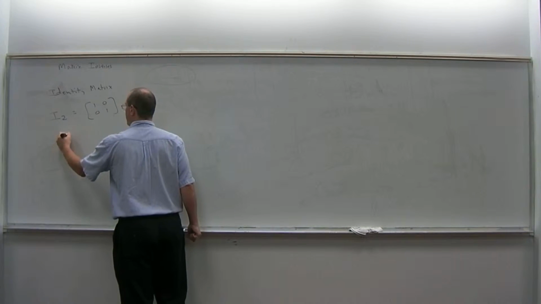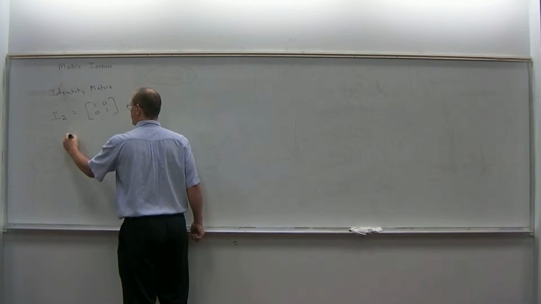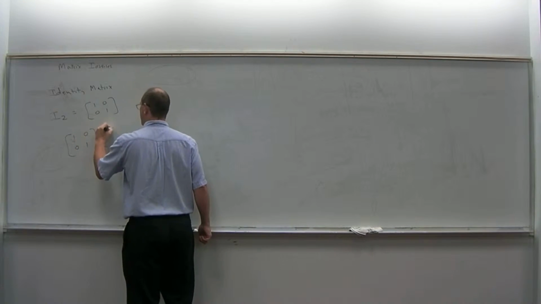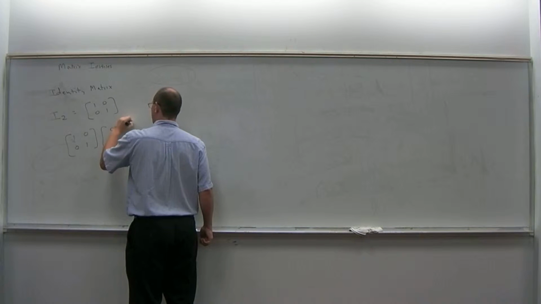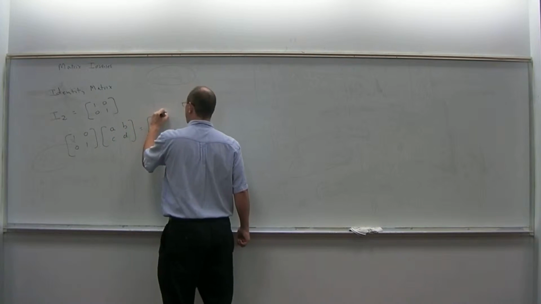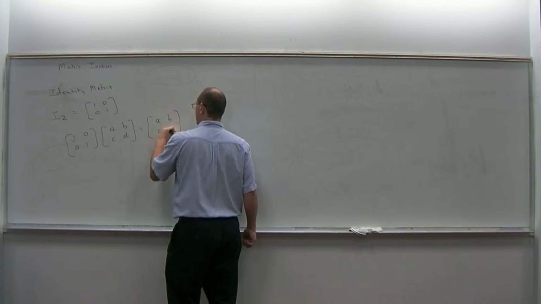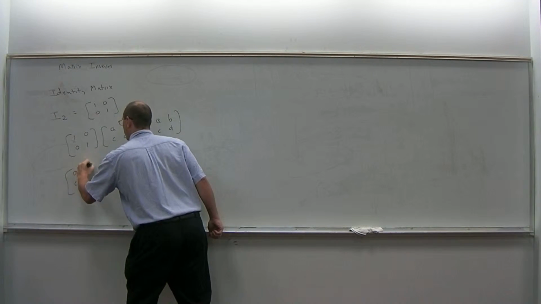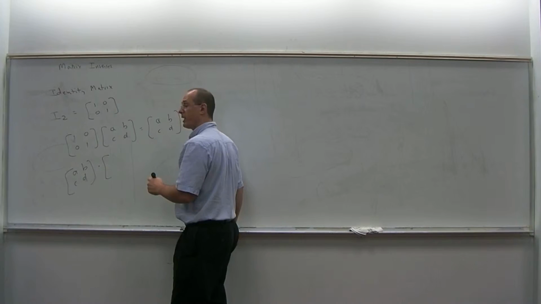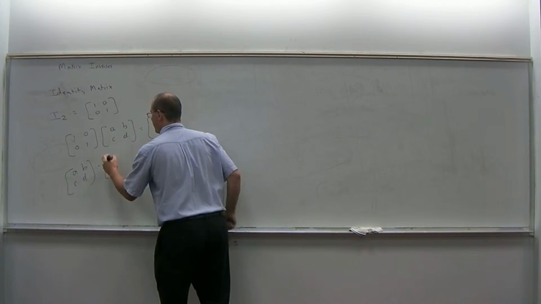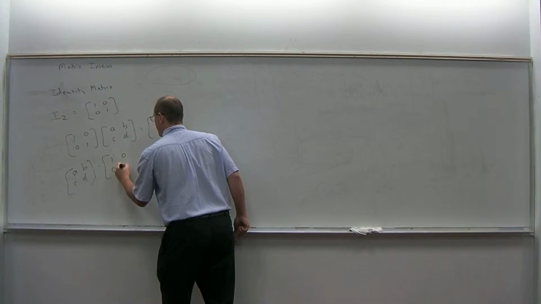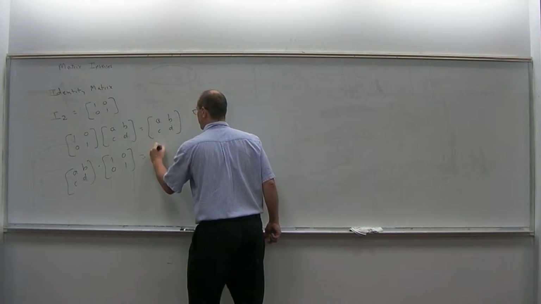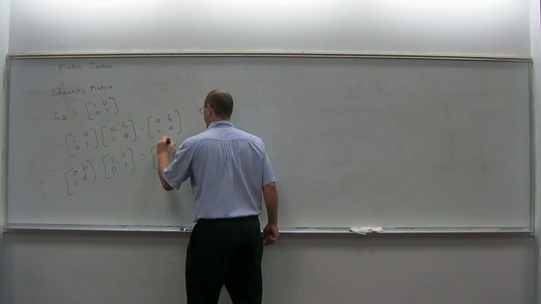This has the property that if you multiply this matrix by any other 2 by 2 matrix, A, B, C, D, then you will get A, B, C, D. And even if you multiply in the other order, in general, matrix multiplication is not commutative, but the identity matrix will commute with any matrix. A, B, C, D times the identity will still be A, B, C, D.